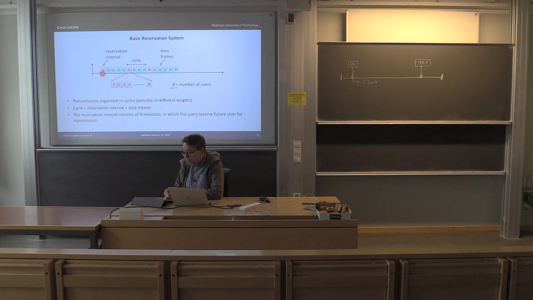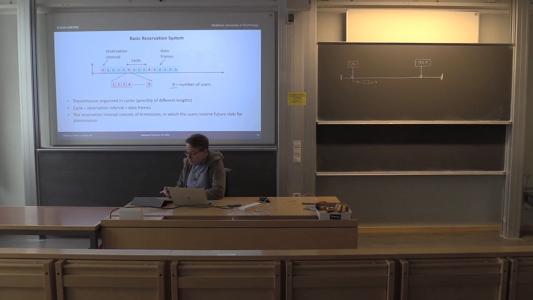So we see here in the first cycle, we have a reservation and then 1, 2, 3, 4 data frames, and then another reservation and 1, 2, 3 data frames and so forth. So how does this work? Well, inside the reservation interval, we have a number of mini slots, as many slots as we have users on the medium. And in these slots, we declare in which order the data frames will occur.